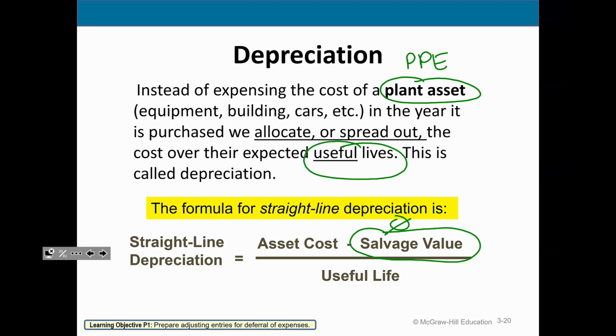So this is your formula for Excel. You should have in your formula sheet, depreciation equals the asset cost minus the salvage value over the useful life. And then on Wednesday, I'll show you how to do that in Excel with a formula. But let me make a note of that.